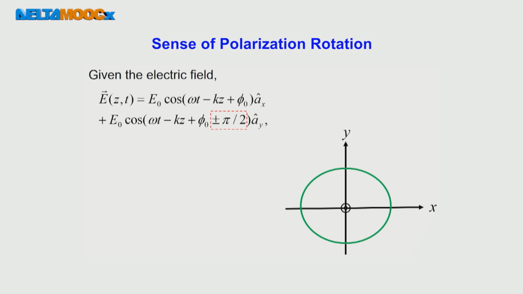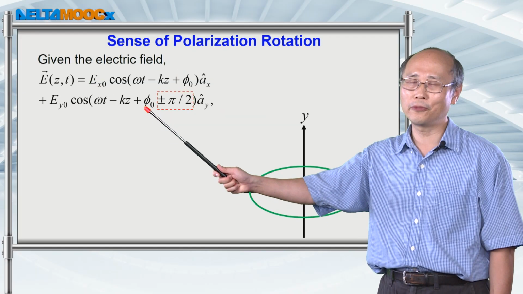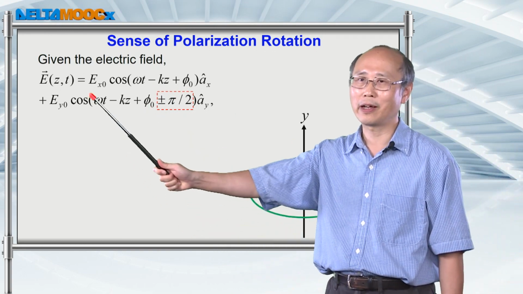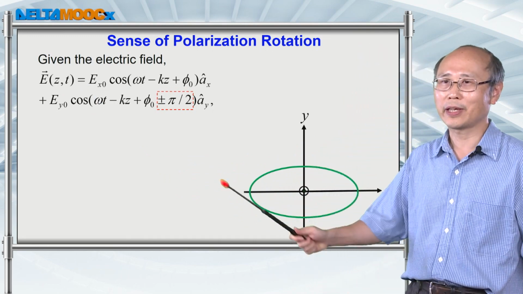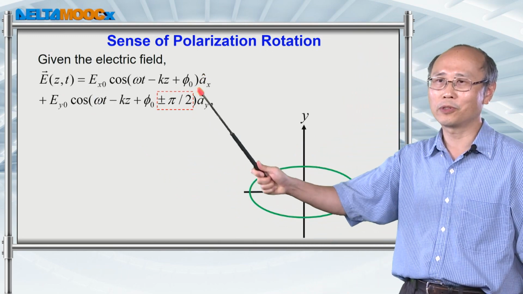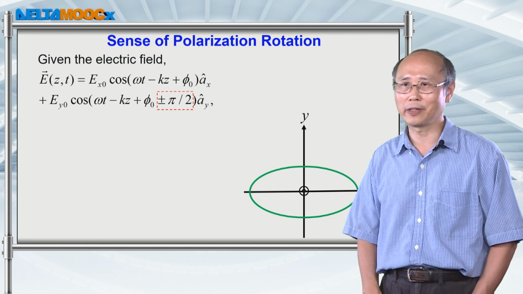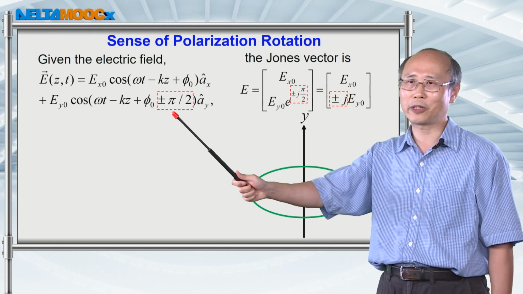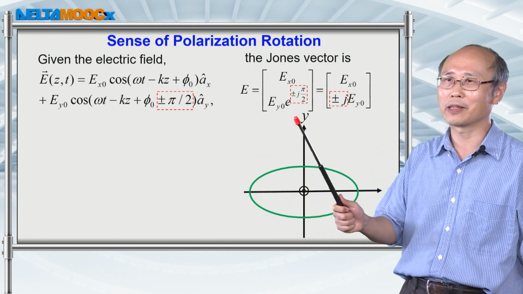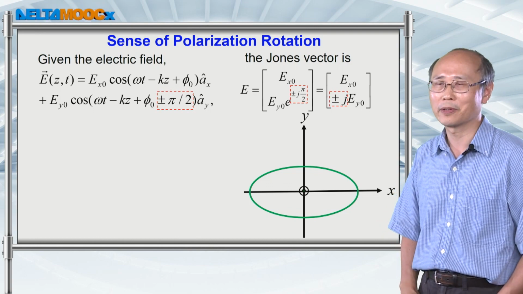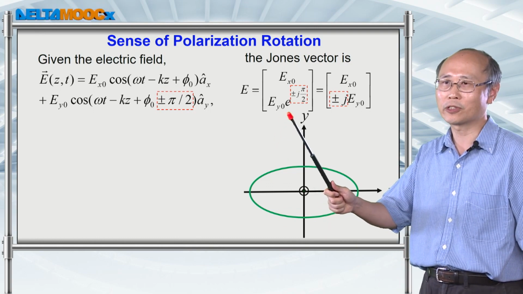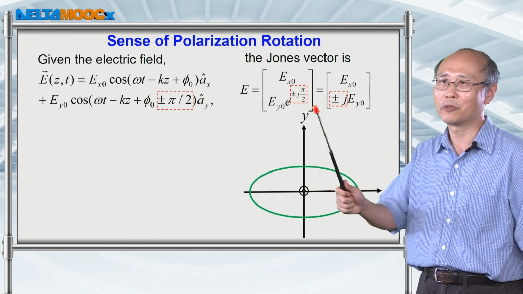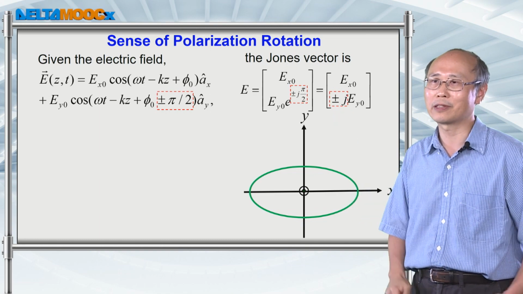Let's continue from the last page. We write down the two field components along x and y direction and allow the amplitude to be different. But we set the phase difference between these two components to be plus minus 90 degrees. And if you complain about this expression being too complicated, then we can adopt the Jones vector expression. If you write down the Jones vector, the expression is going to be much easier because the phase difference here will give you plus minus j in this expression.